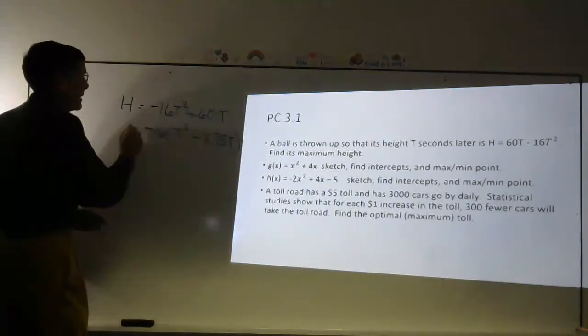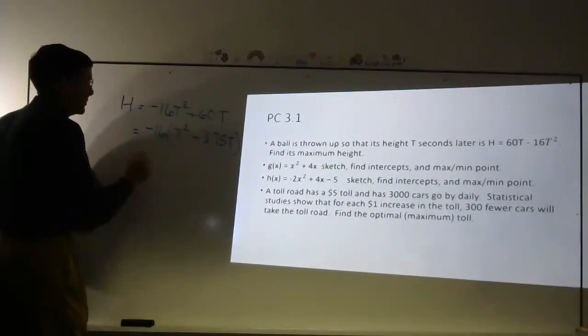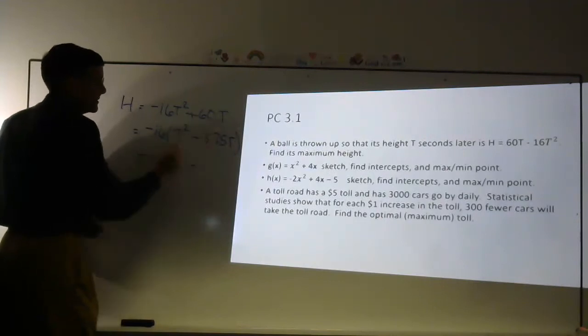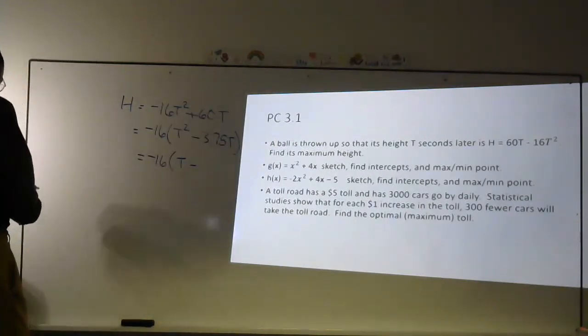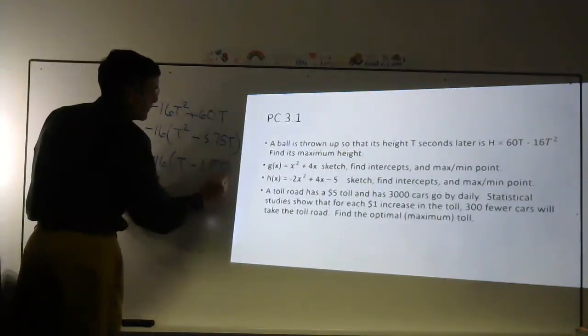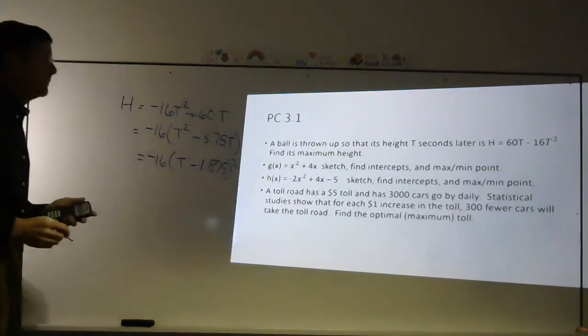And this is kind of a pain in the neck problem because of the decimals. So I have negative 16. I have t minus, and I cut that in half. So divided by 2 is 1.875. Quantity squared. I've completed the square.